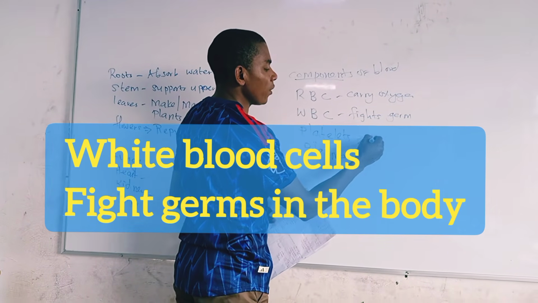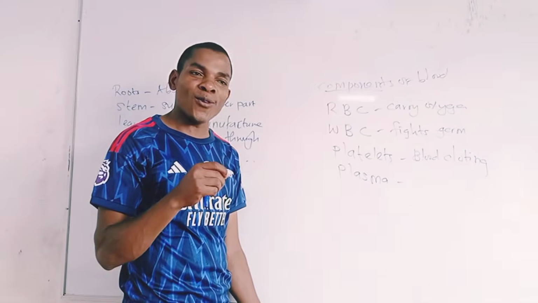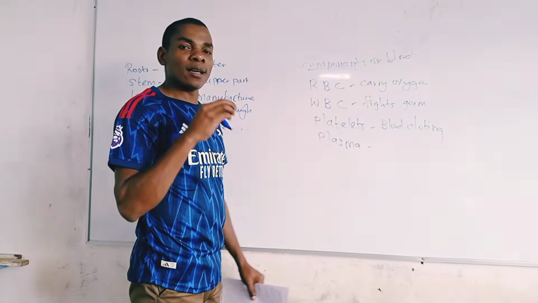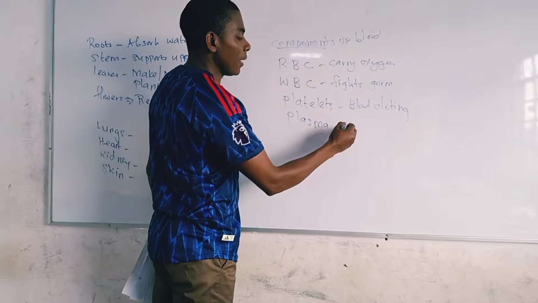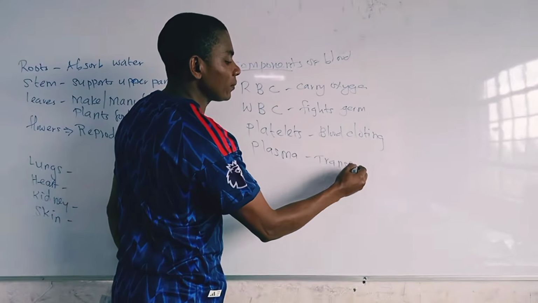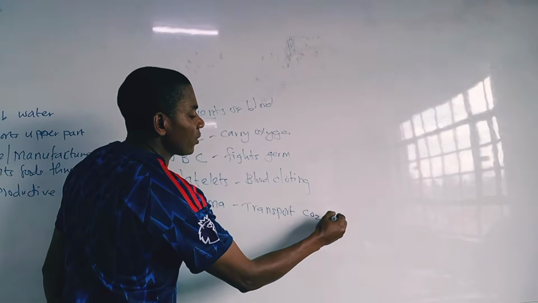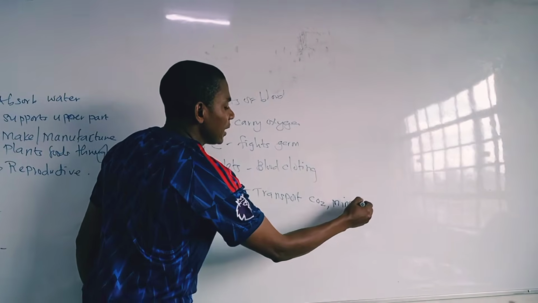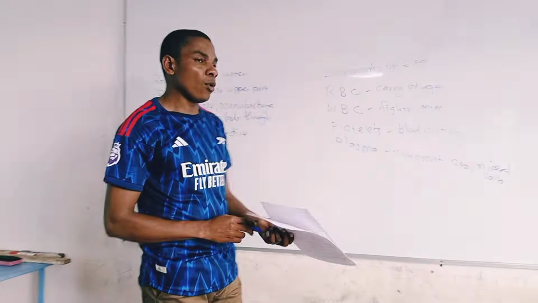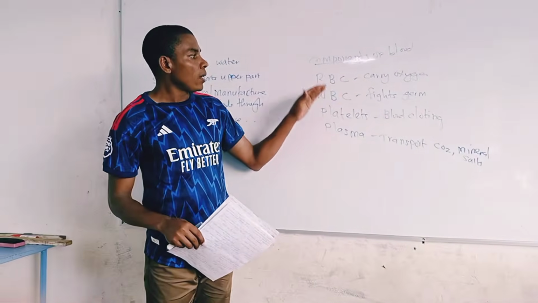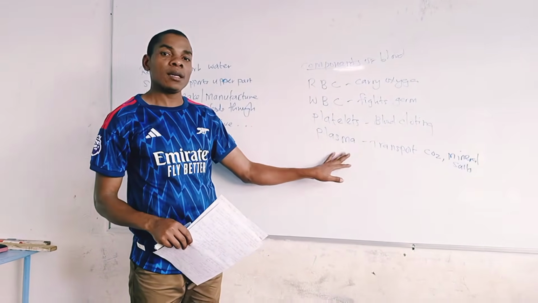Platelets, this one is for blood clotting to prevent excessive loss of blood. It acts as a wire mesh to prevent excessive loss of blood. Then plasma, this one transports what? It transports carbon dioxide, mineral salts or nutrients in the body, and removes waste products. Also, red blood cells, white blood cells and platelets are suspended in the plasma.